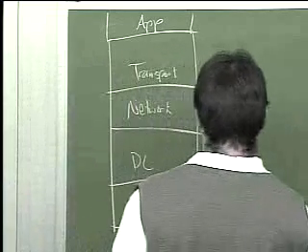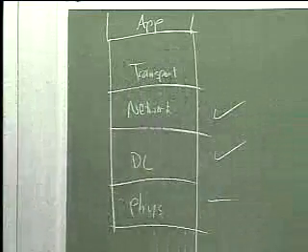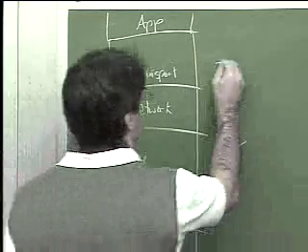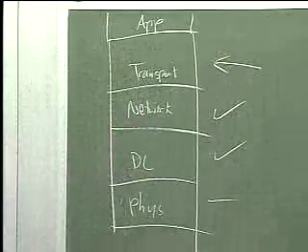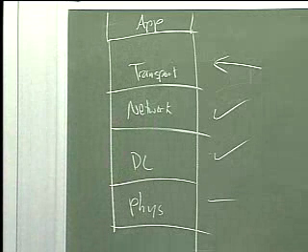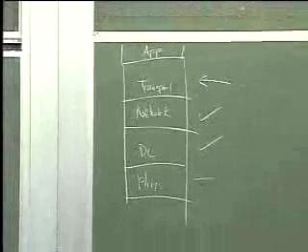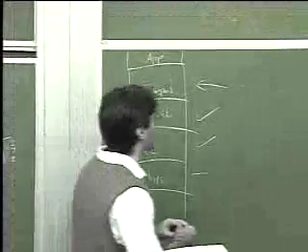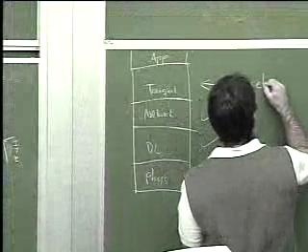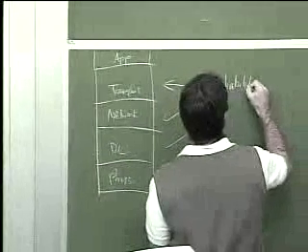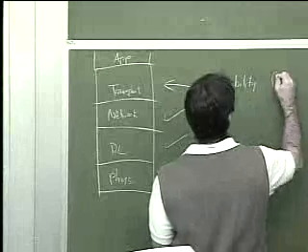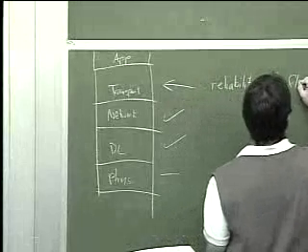Okay, we're done with this. We're finally done with the network layer, and now we're moving on to the transport layer. Okay. So the transport layer has two functions: reliability and flow and congestion control.